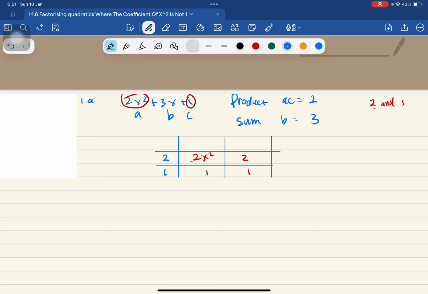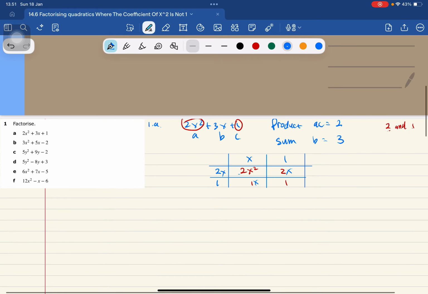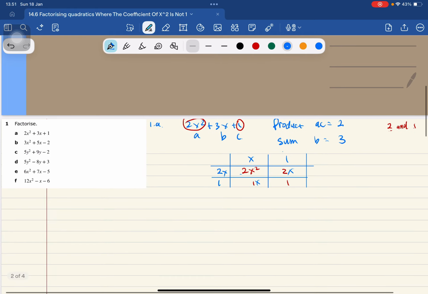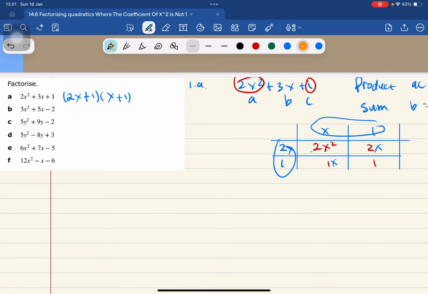From here, we need to add x. So this is 2x. From here it is only x. From here it is 1. So we got it for 1a. Here are the factors. So we got 2x plus 1 and x plus 1. Let us try again, B.